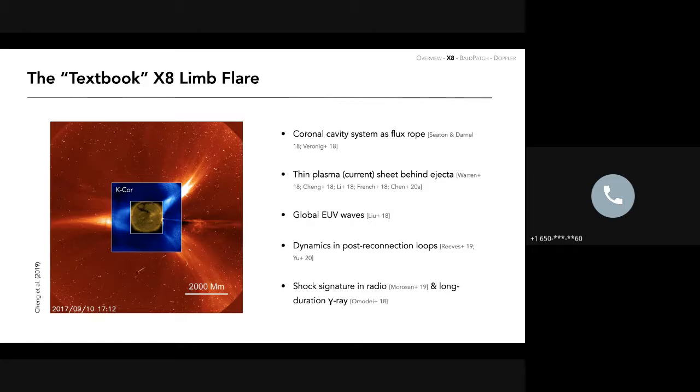There's study of the global EUV waves. There is dynamics in the post-reconnection loop top, and there's observation of shock signature in radio and also long duration gamma ray observation from Fermi. Next slide, please.